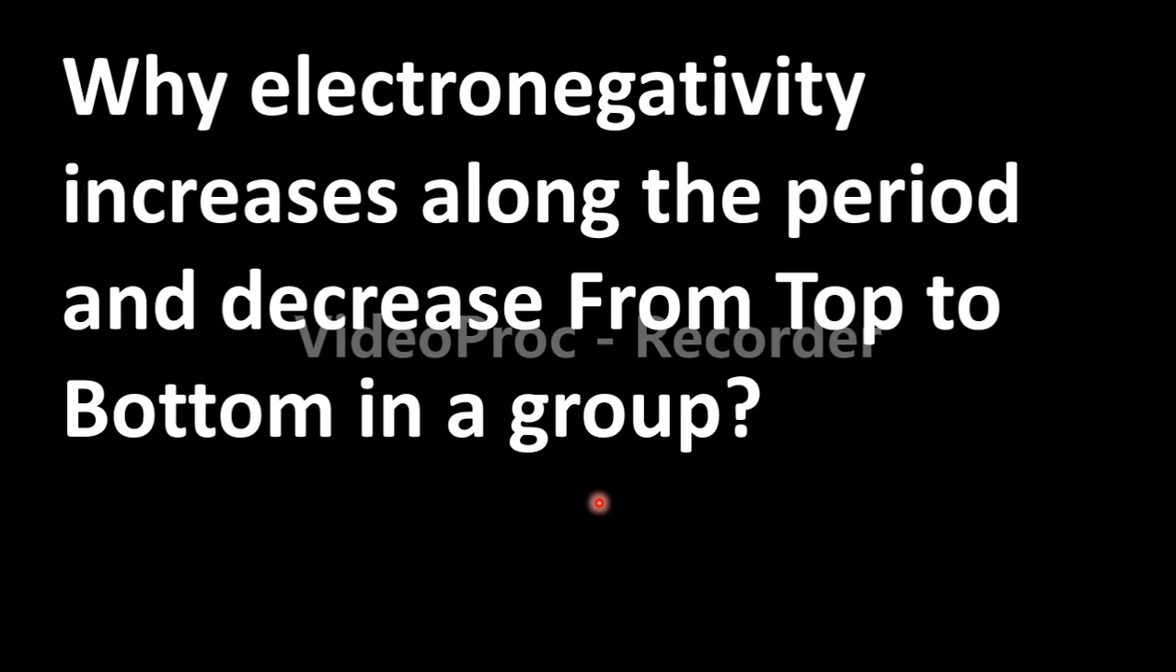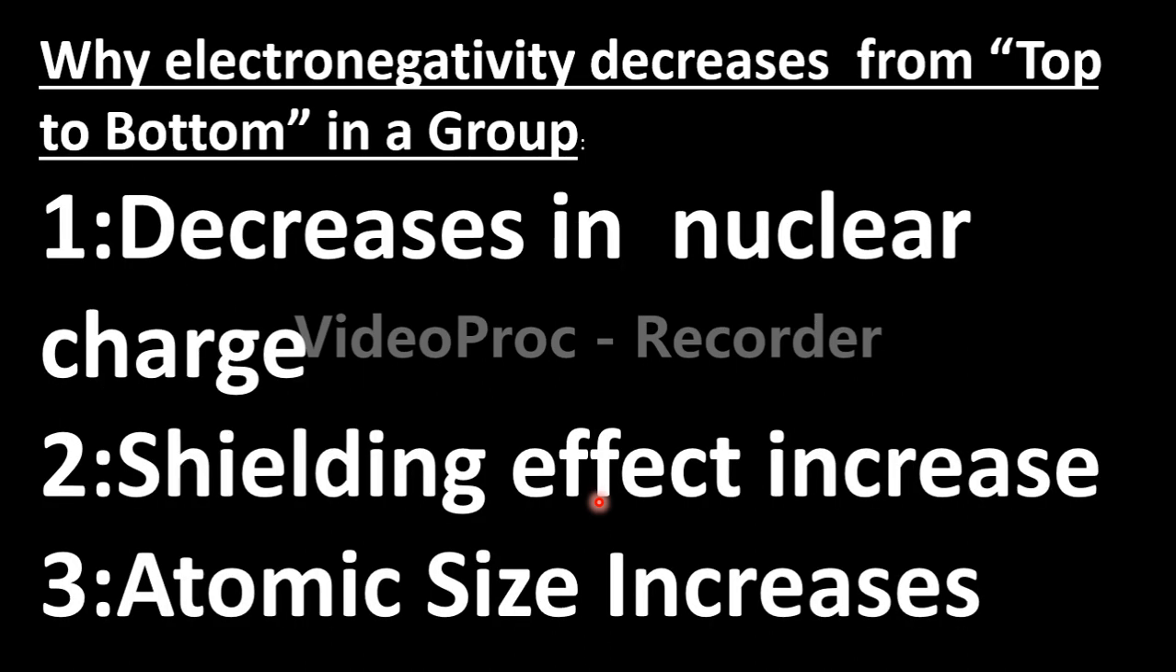So let's start off our topic, that is the phenomena involving the increased electronegativity along the period and the decreased electronegativity from top to bottom in a group. First of all, there is a question in your mind: why does electronegativity decrease from top to bottom in a group? The first and most common phenomenon is the decrease in the nuclear charge.